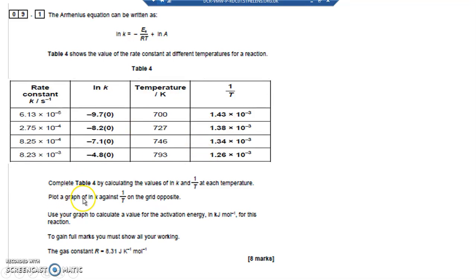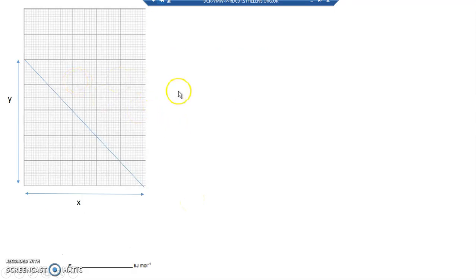When it now says plot a graph of natural log k against 1 over T, you always do y against x. So natural log of k, ln k, goes up the y-axis, and 1 over T goes along the bottom axis. Now when you're plotting the bottom axis, you can just use these whole numbers, 1.43, 1.38, 1.34, and 1.26, and put times 10 to the minus 3 in brackets on your label. And then you should end up with a graph that looks a bit like this.